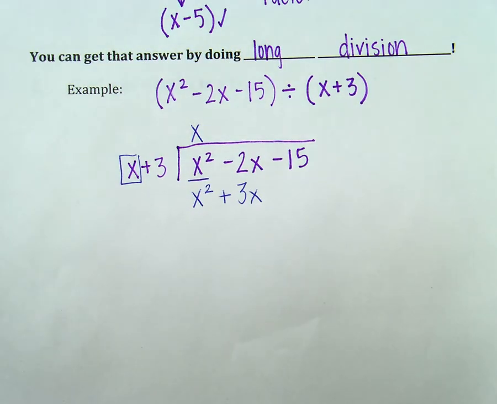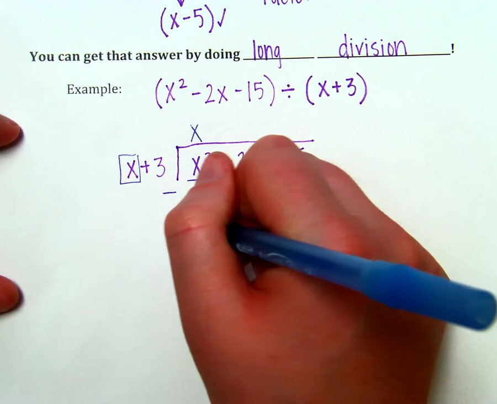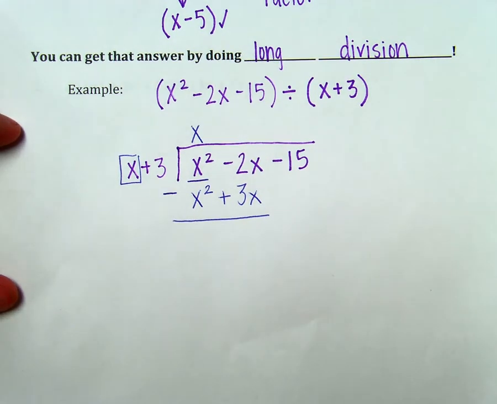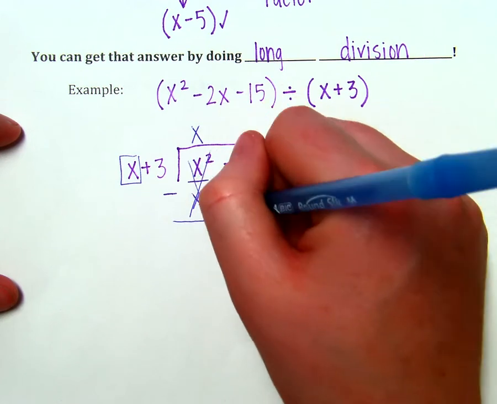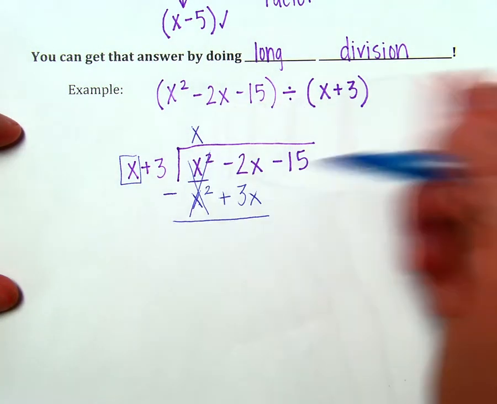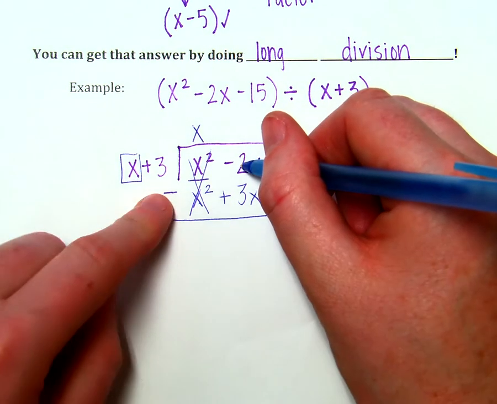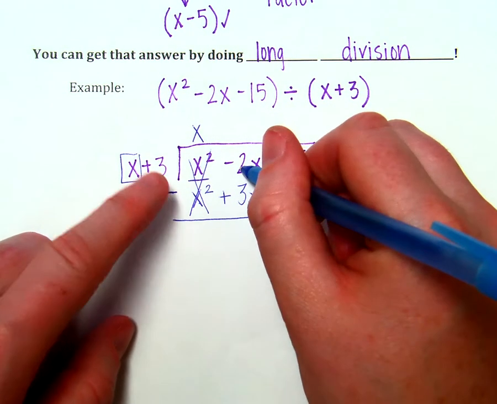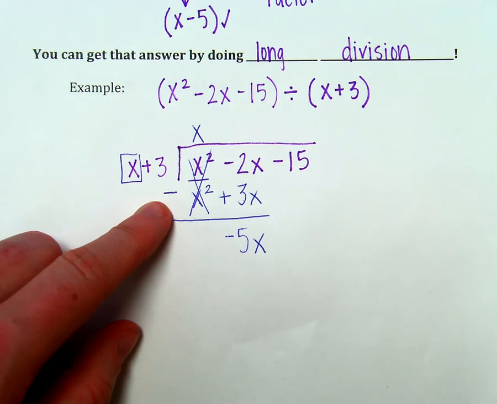From there, just like during normal long division, you're going to subtract. So I'm going to minus what I have so far. X squared minus x squared, these are going to cancel out. And if you do this correctly, those first two pieces will always cancel. Then I have negative 2x's minus 3x's. Well, negative 2 minus 3, if you type that in your calculator, is negative 5 x's.